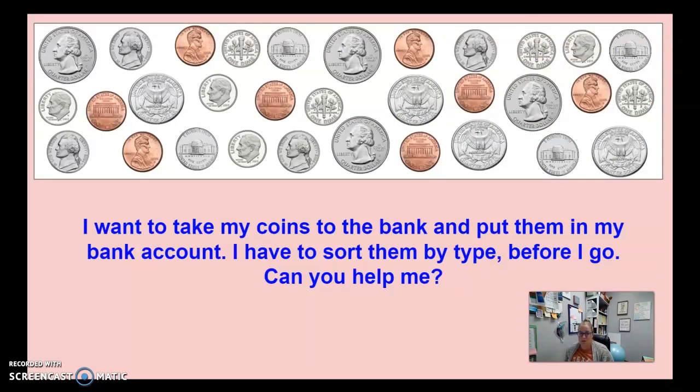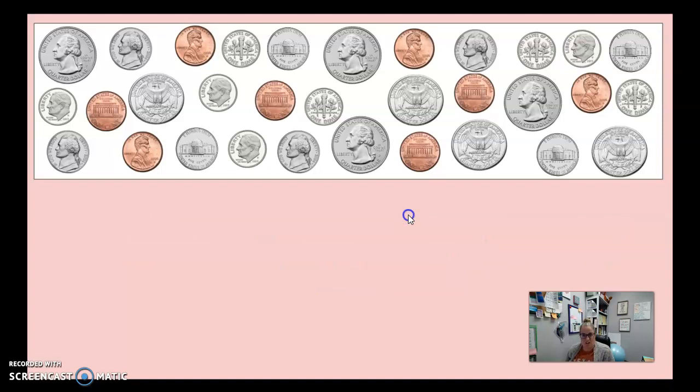Today I'm going to need your help. I have all of this money at the bottom of my purse, and I want to take it to the bank and put it in one of the machines so they can count all my money. But before I do that, I have to put them in groups, the same kind of group. So I have to sort them by type. Do you think you can help me? I hope so. Let's try.